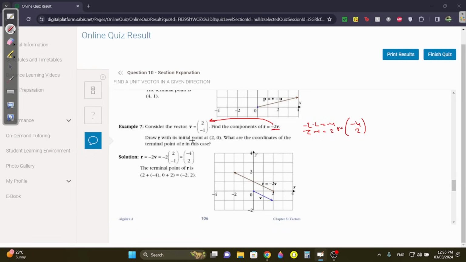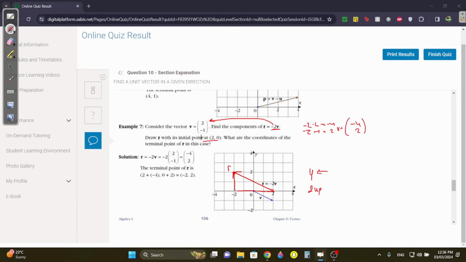They want you to draw r with its initial point at 2 comma 0. So they want you to draw r over here at 2 comma 0. Can you draw it? Yes, we can. Minus 4, 2 means 4 to the left and 2 up. So 4 to the left, 1, 2, 3, 4. 2 up, 1, 2. There you go. Here is r.